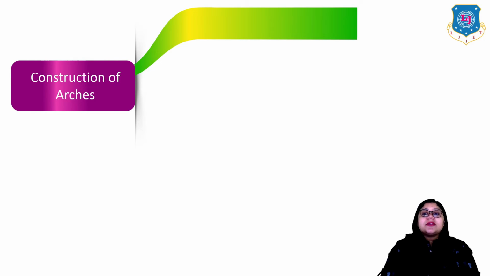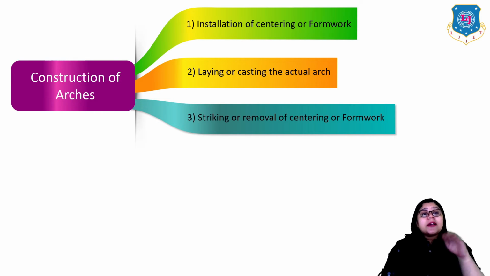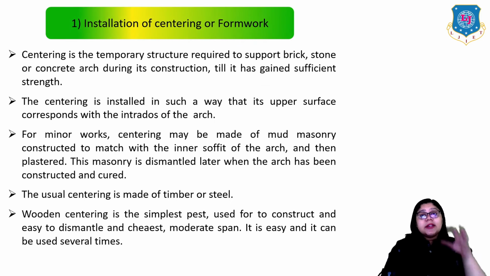So basically construction is divided into three steps. First is the installation of centering or the formwork, then laying or casting the actual arch, and lastly striking or removal of the centering or the formwork. So let us understand the first step, that is installation of centering or the formwork.